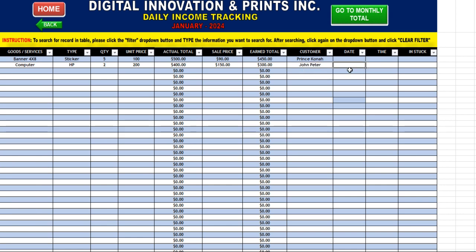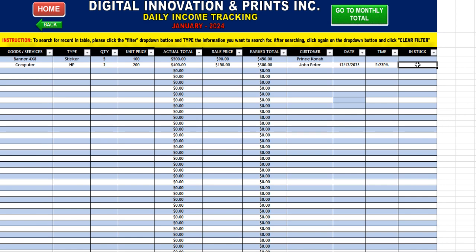So we record his name and the date he came. He came the 12th month, the 12th day, 2023. And there was the time that he came to do the transaction. The time he came was 5:23 p.m.